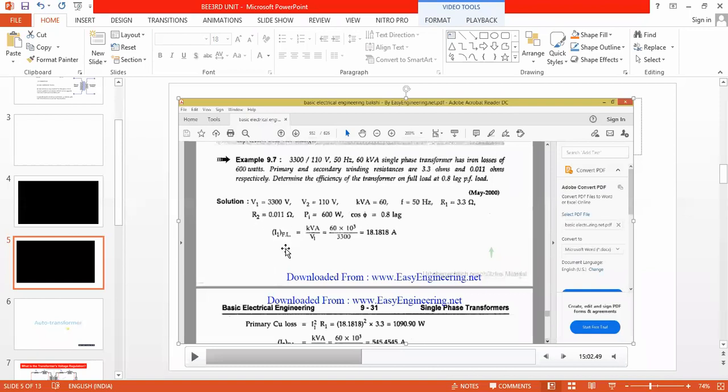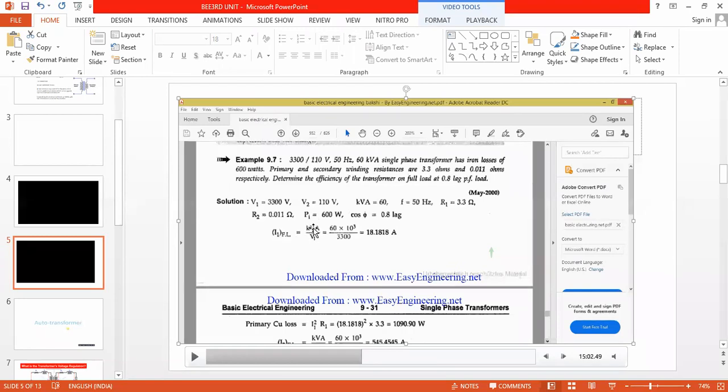Now you see, how to calculate the current I1, the primary winding current? All of you remember one formula: P is equal to V into I. What is the general formula for power? P is equal to V into I. From that, I is equal to P by V. I is equal to rating by V. So I am telling one more formula for the power: rating is equal to V into I.